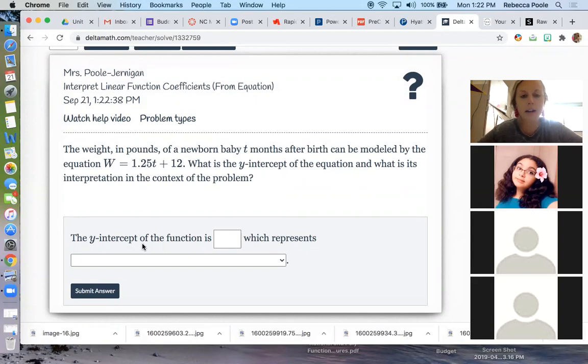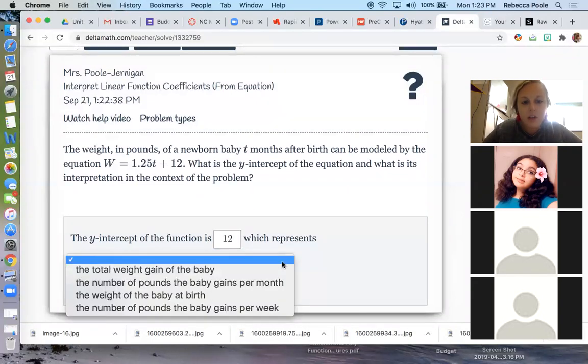All right, what's the y-intercept? 12. And then it says, what does it represent? So I'm going to click this, and you guys read them. Don't blurt it out yet. Everybody read them. Which one of these could represent the y-intercept or the base? The second one. Careful.